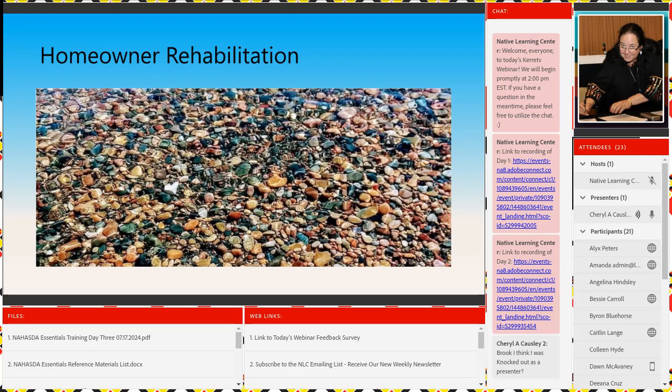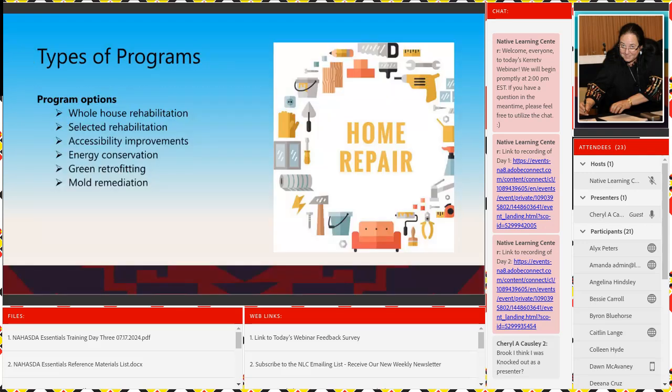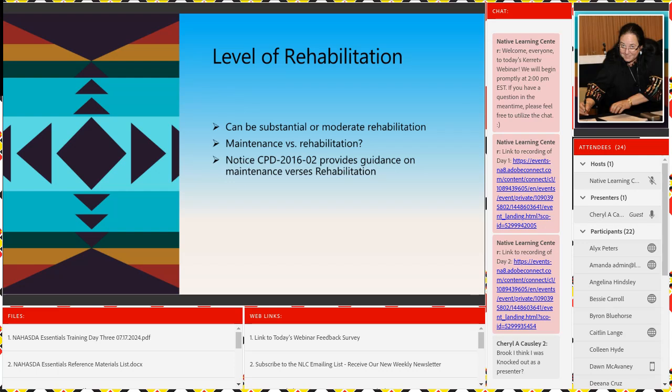Okay. Your home ownership rehab, another program that, if you can't get the banks into the area, you can offer to at least assist the tribal members with some of those old BIA homes and things like that, or the mutual help homes that have conveyed. Program options: whole house rehab. You could do selected rehab, accessibility improvements, let them age in place, energy conservation, green retrofitting, mold remediation. Have that in a lot of places. The level of rehab can be substantial or a moderate rehabilitation.